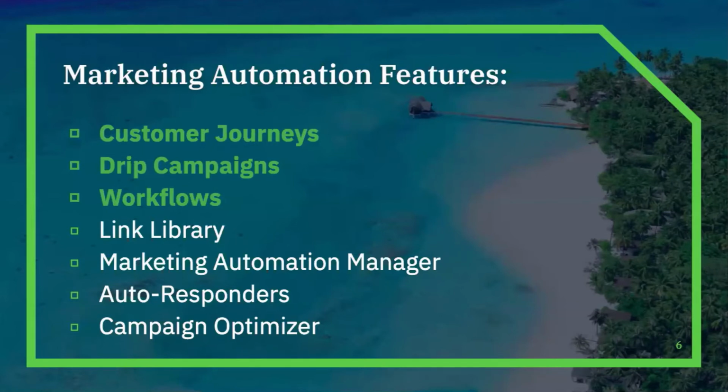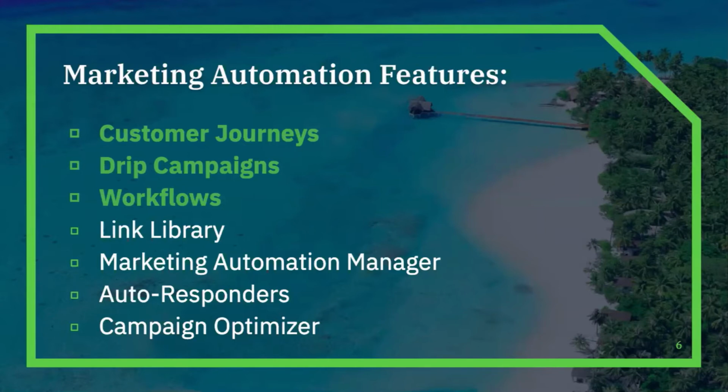Drip campaigns, and we're going to talk about workflows as well. There are so many endless possibilities when it comes to workflows, so we're going to spend a lot of time there. Some of the other really awesome automation features we have in GreenRope is the link library. We have talked about that in the past, but we will expand on that. That's a very powerful tool for tracking links in your emails and triggering automation based on those clicks.